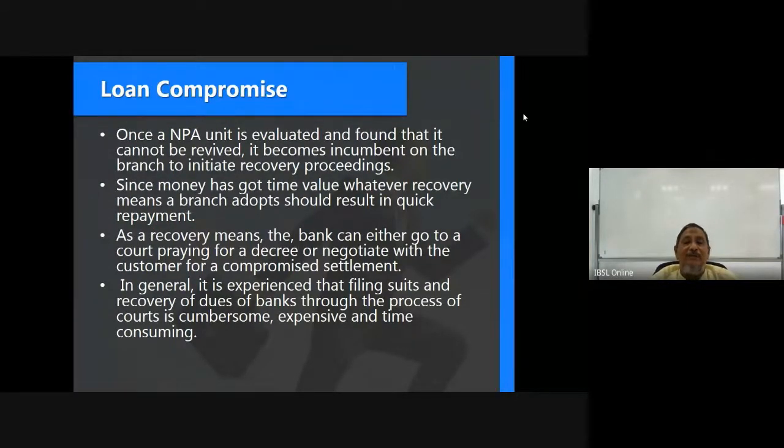Once an NPA unit is evaluated and found that it cannot be revived, it becomes incumbent on the branch to initiate recovery proceedings. Since money has time value, the recovery means the branch adopts should result in a quick repayment. Time value of money: today's value is greater than tomorrow's value.